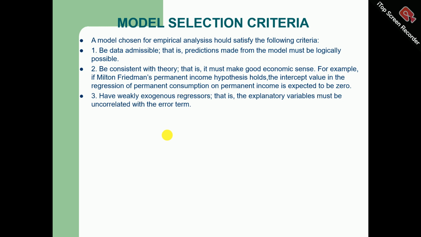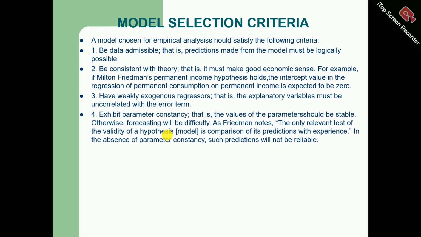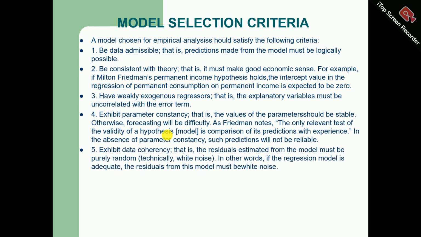The third criterion that we must keep in mind is that the explanatory variables or the regressors must be uncorrelated with the error term. That is, there should be no endogeneity issue in the chosen model for empirical analysis. The fourth criterion is that of parameter constancy, which means the values of the parameters should be stable, otherwise forecasting will be difficult.